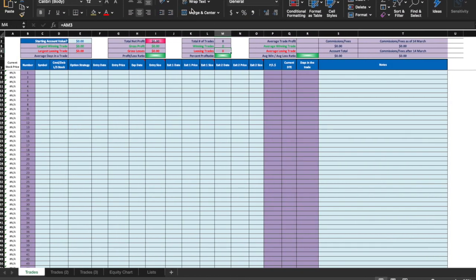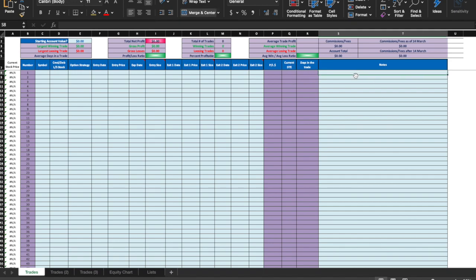So what I'm going to do is, this is the Excel sheet that I'm going to have. I could send this to you guys if you guys are interested. Just let me know. I could go ahead and email them to you. Essentially what you do is you put how much you're starting off with right here, and you enter the symbols, you enter the entry dates, the price, and then the entry size, and then your exit. So if you sold the first half and then the second half, it automatically calculates your profit and loss, and then it tells you how many days you're in the trade automatically.